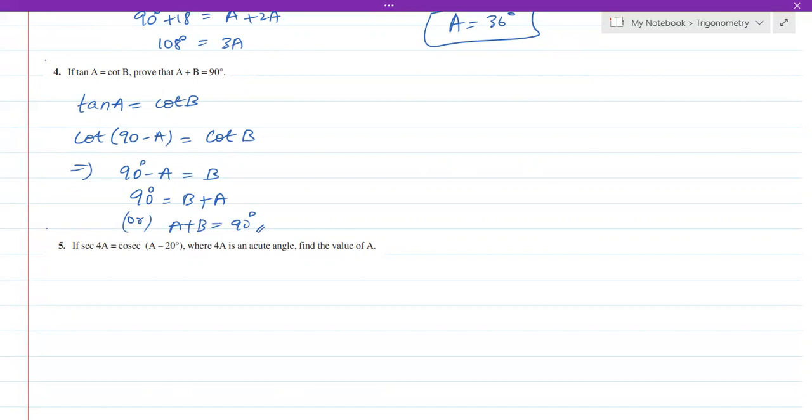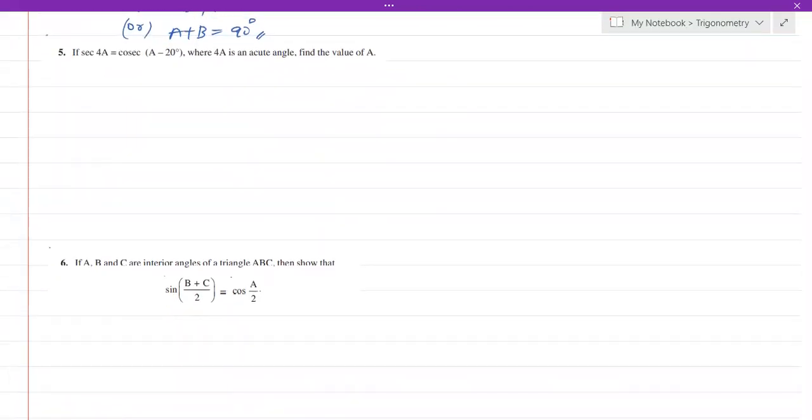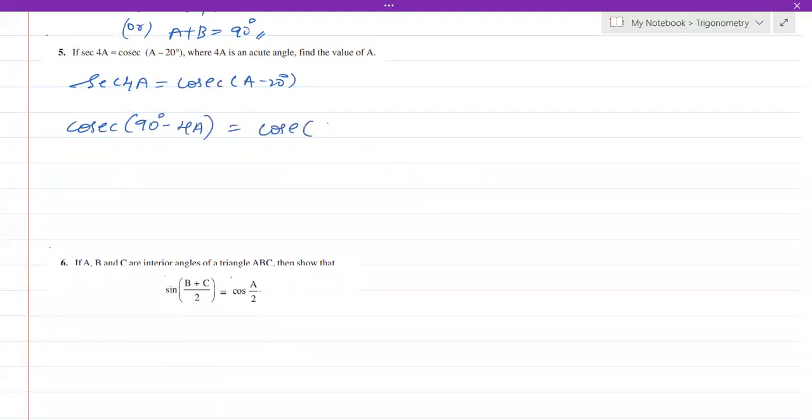Okay. So similarly, let's get into the next problem. If secant 4A is equal to cosecant of A minus 20 degrees, again same logic. We have to apply the same logic here. Secant 4A is equal to cosecant of A minus 20. So secant theta can be written as cosecant of 90 minus theta. That will be equal to cosecant of A minus 20 degrees. So both the sides you have got cosecant, therefore we can equate the angles.